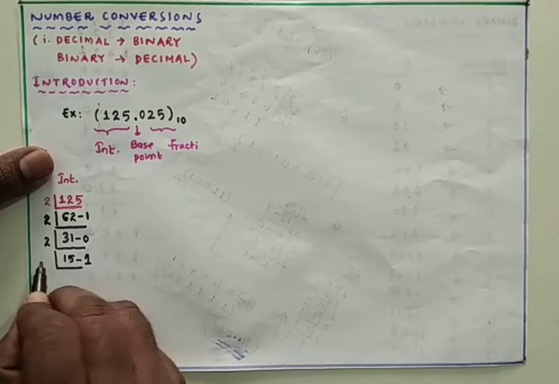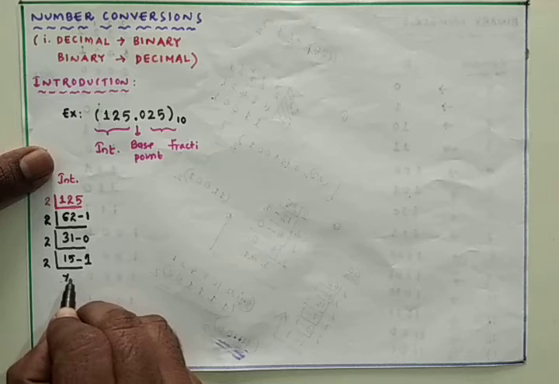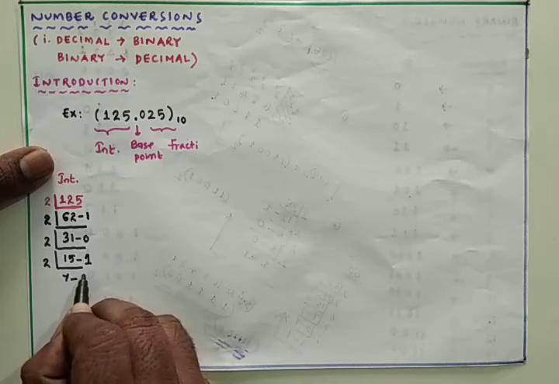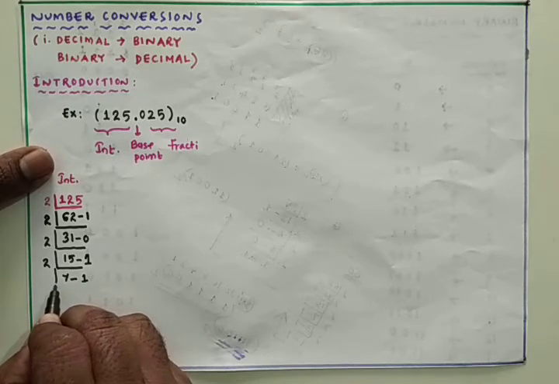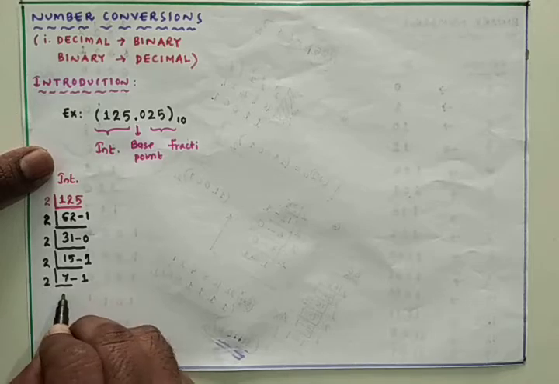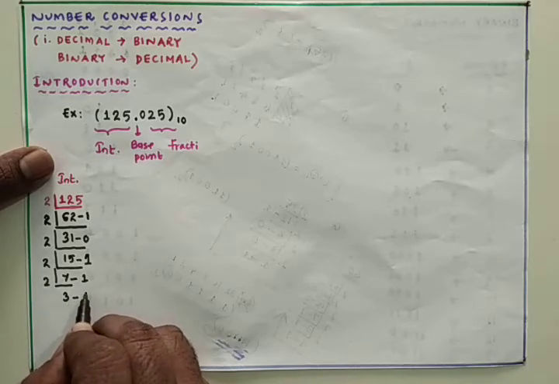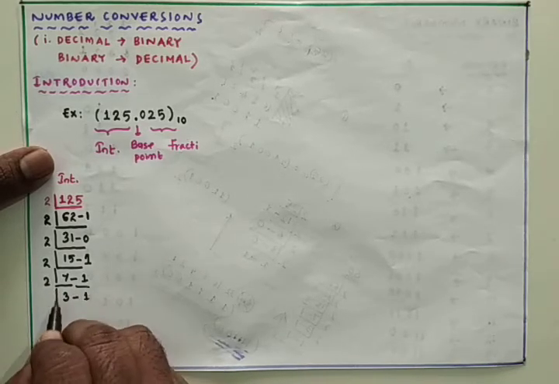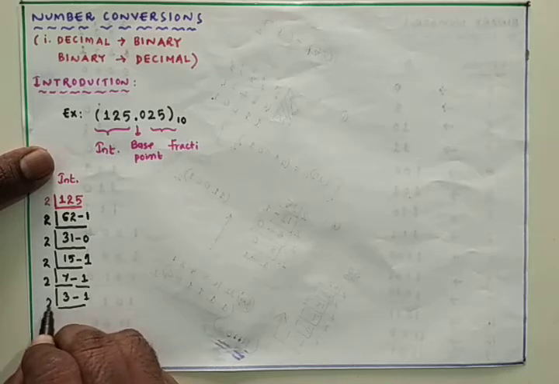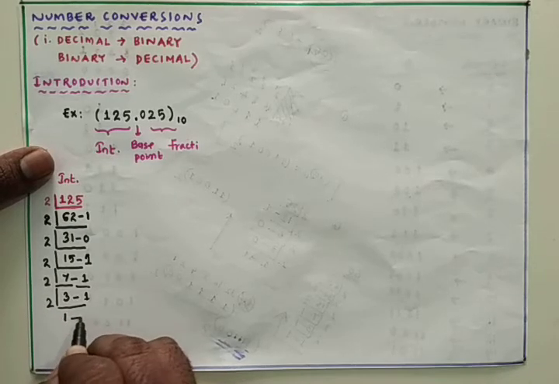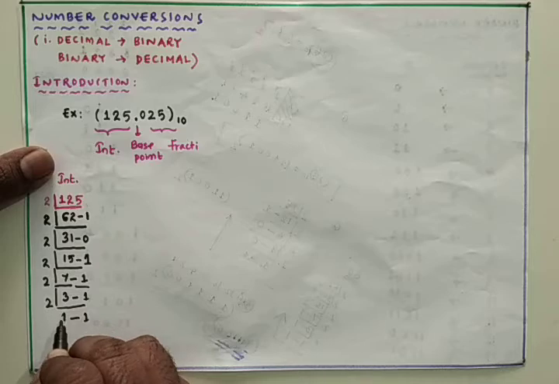And the next one is 2 7s are 14, and the remainder is 1. The next one is 2 3s are 6, and the remainder is also 1 again. The next one is 2 1s are 2, and the remainder is also 1.